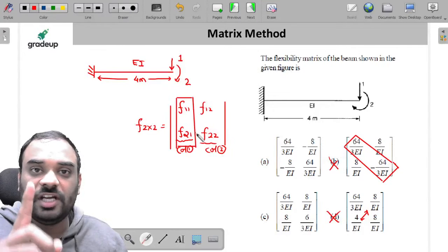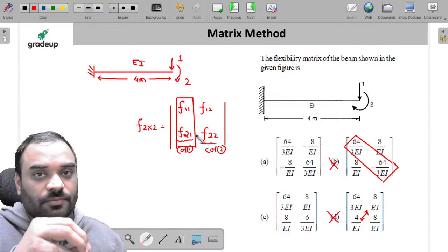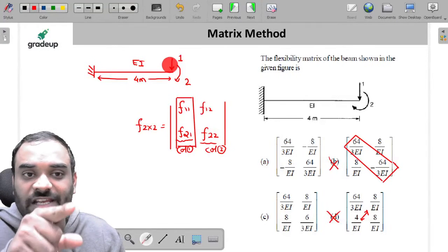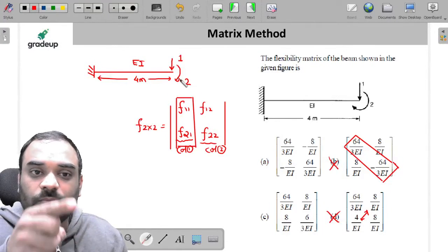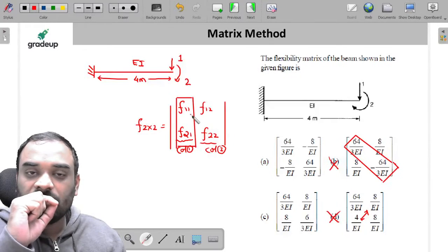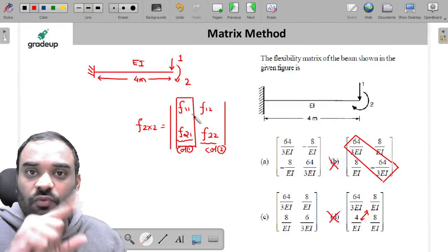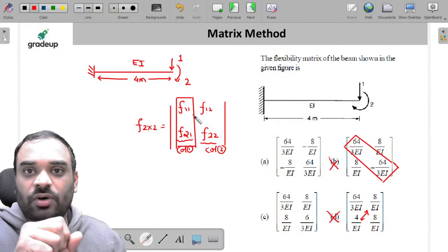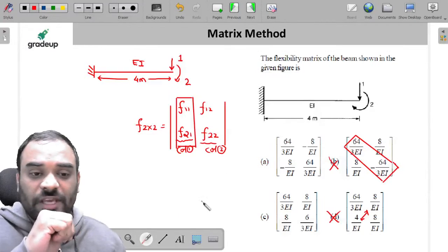Unit force means it may be linear force, it may be angular force. It depends upon the direction of coordinate. Like this one is linear, so you have to apply linear force. This one is angular, you have to apply the angular force. Give unit force in direction 1 only and measure the displacement in direction 1 and direction 2.